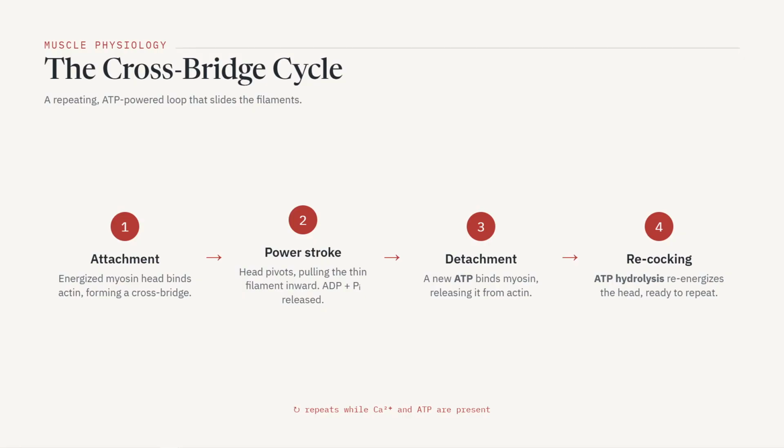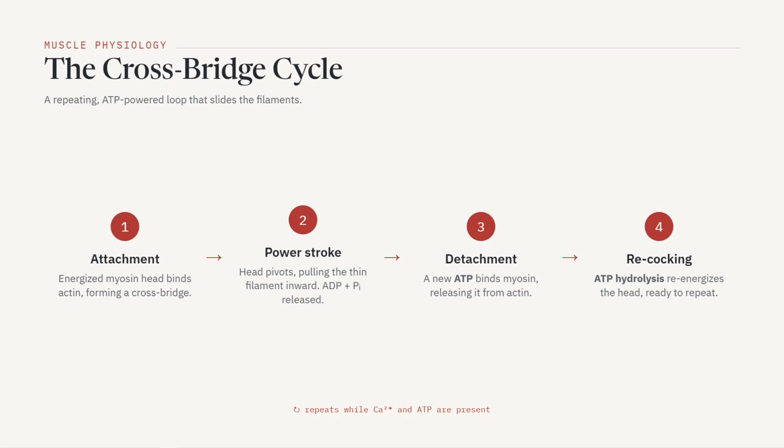Step 1. Attachment. An energized myosin head binds to the exposed site of actin, forming a cross-bridge. Step 2. The power stroke. The head pivots, physically dragging the thin filament inward toward the center, releasing its ADP and phosphate as it does. Step 3. Detachment. A fresh ATP molecule binds to the myosin head, which breaks it away from actin. Notice ATP is required to let go, which is exactly why muscles stiffen in rigor mortis when ATP runs out.